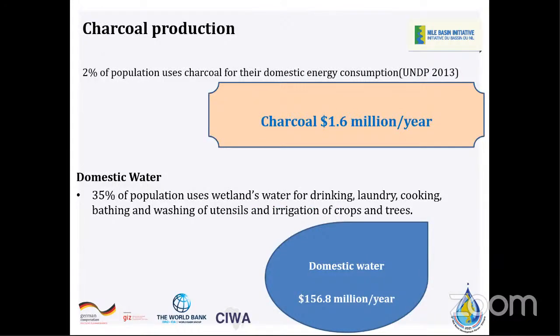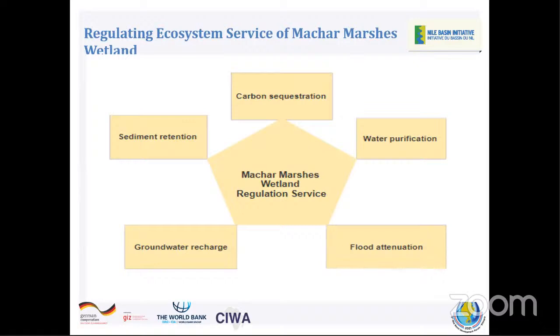Charcoal production also: around 2% of the population are involved in charcoal production for domestic energy, which is about $1.6 million. And for domestic water, around 35% of the population use the wetland water for drinking, laundry, cooking, bathing, and washing utensils. Sometimes they also do some irrigation practices. It has a significant contribution as a domestic water source, worth around $157 million per year.